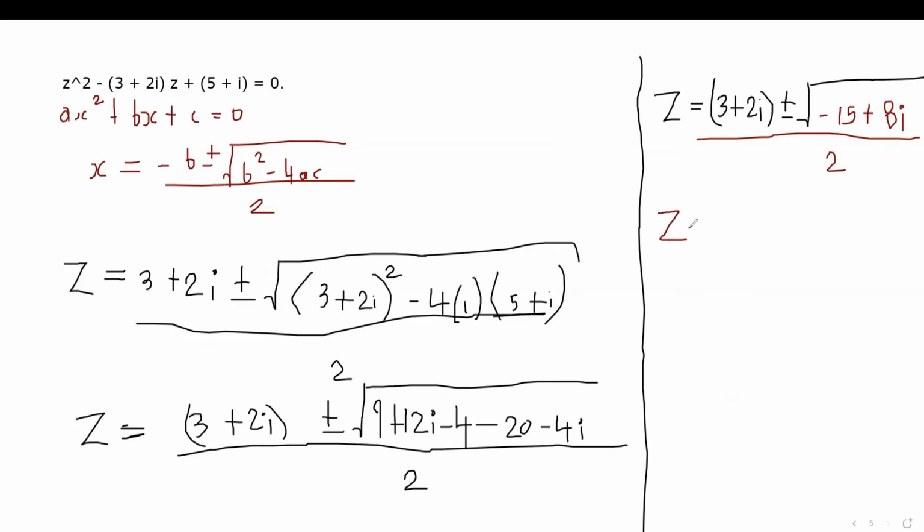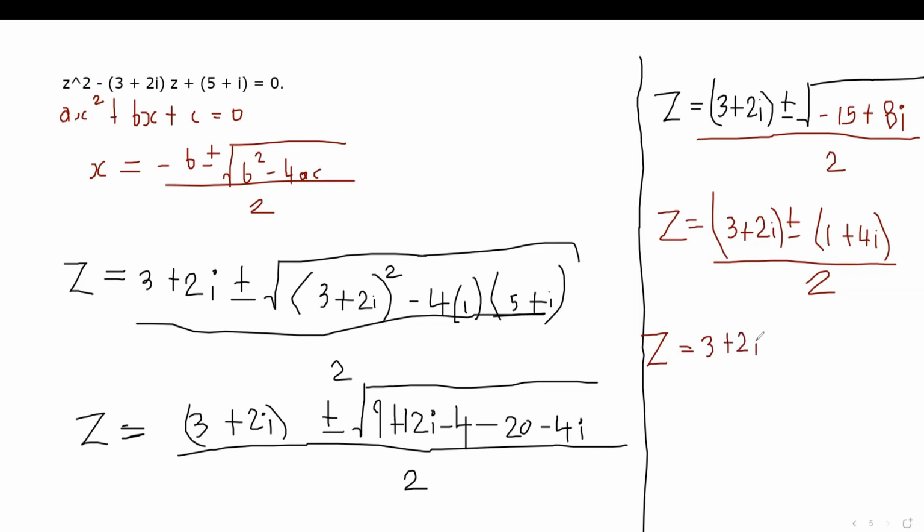So now we're going to end up with z is 3 plus 2i, then we're just going to write plus or minus 1 plus 4i, and we divide it by 2, right? So we're going to get 2 answers for z now. First, I need to consider when it is plus. When it is plus, it's 3 plus 2i plus 1 plus 4i.